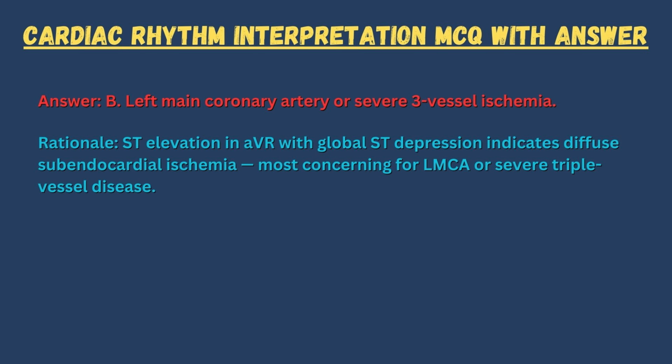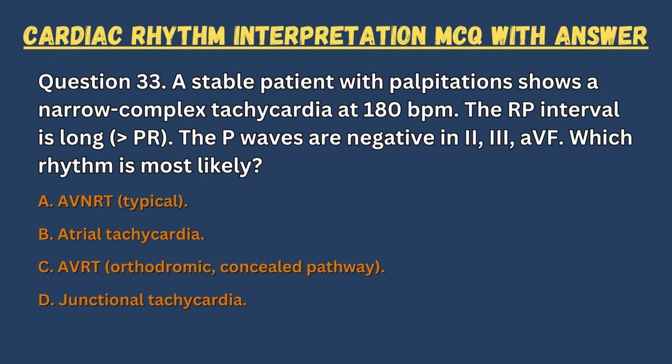Answer. B. Left main coronary artery or severe 3-vessel ischemia. Rationale. ST elevation in aVR with global ST depression indicates diffuse subendocardial ischemia, most concerning for LMCA or severe triple vessel disease. Question 33. A stable patient with palpitations shows a narrow complex tachycardia at 180 BPM.